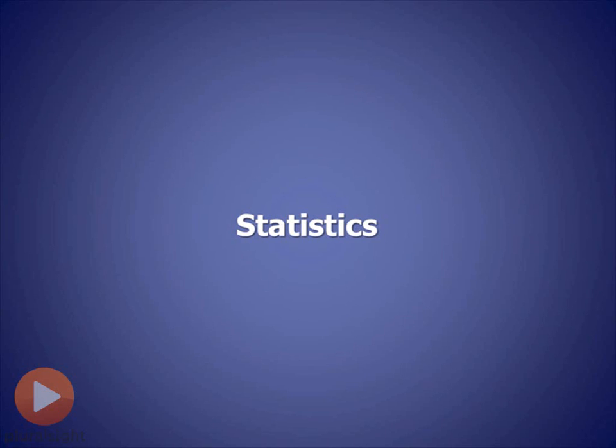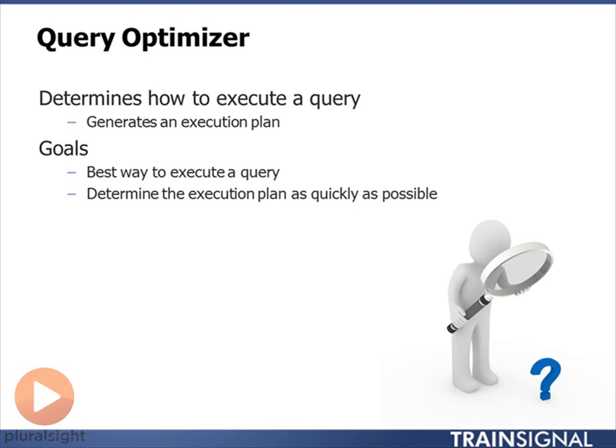It's possible on any given database to have dozens, maybe even hundreds of indexes. And so when we go to execute a query, one of the things that SQL needs to figure out is what indexes and what tables we want to go retrieve our data from. This is where statistics come into play. Statistics are going to be used by SQL Server to figure out how to execute a query.